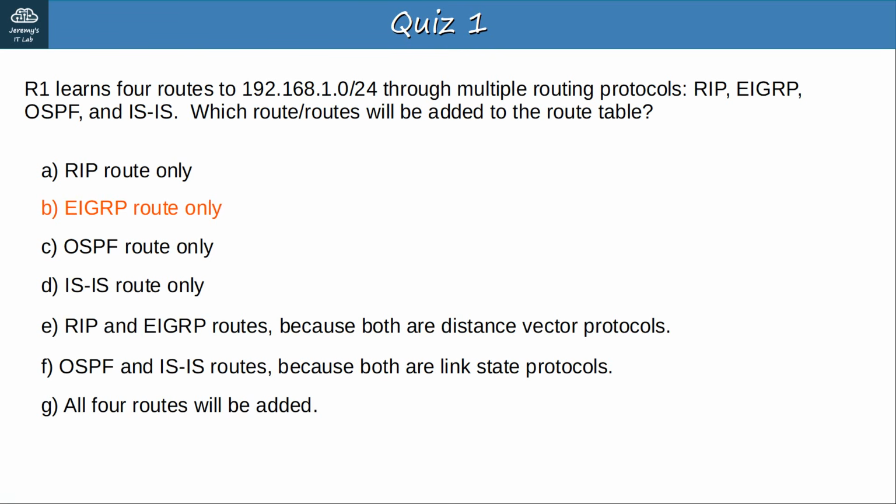The answer is B. Only the EIGRP route will be added to the routing table. Why is this? When selecting which route to a certain destination to add to the routing table, and routes are learned from multiple routing protocols, the AD is used to determine which will be added. EIGRP has the lowest AD of the 4 protocols, so only the EIGRP route will be added to the routing table. Let's go to question 2.